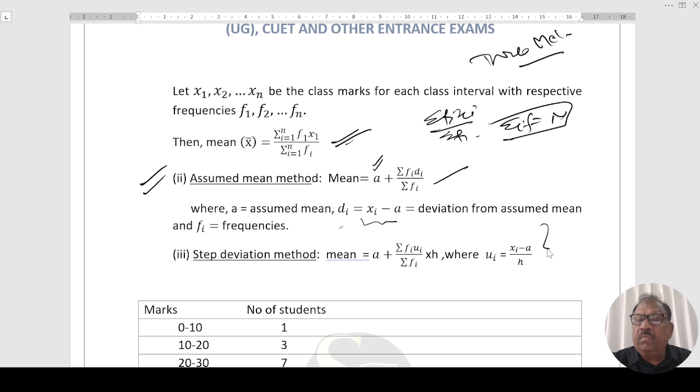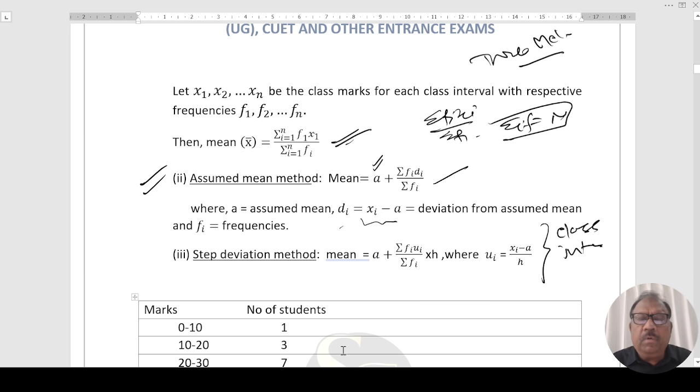One is the step deviation method. This is in case of class interval, grouped data with class interval. That is x bar equal to a plus summation fi ui upon summation fi into h, where ui is xi minus a upon h. Now let's start the question.